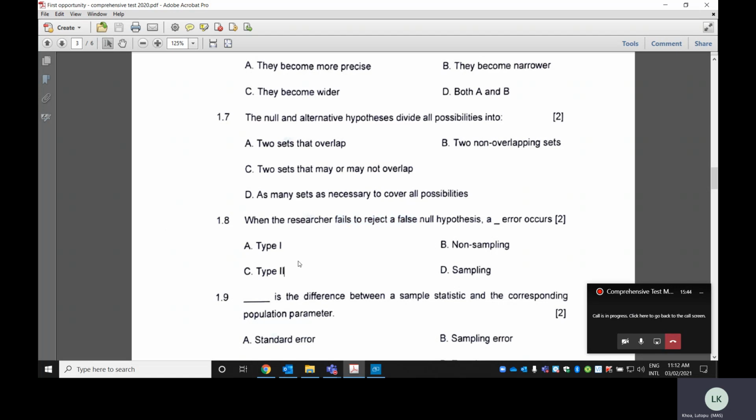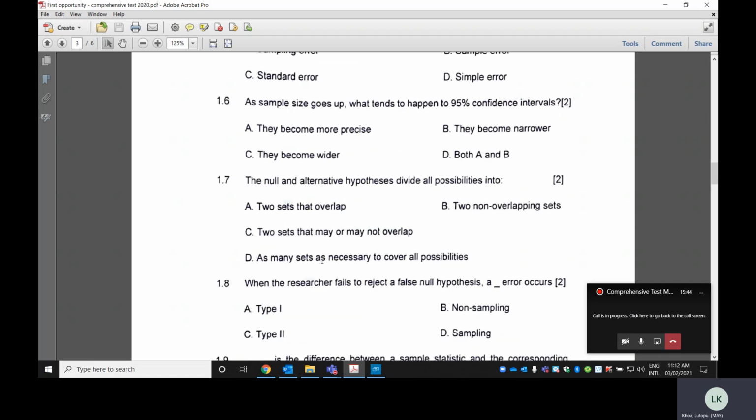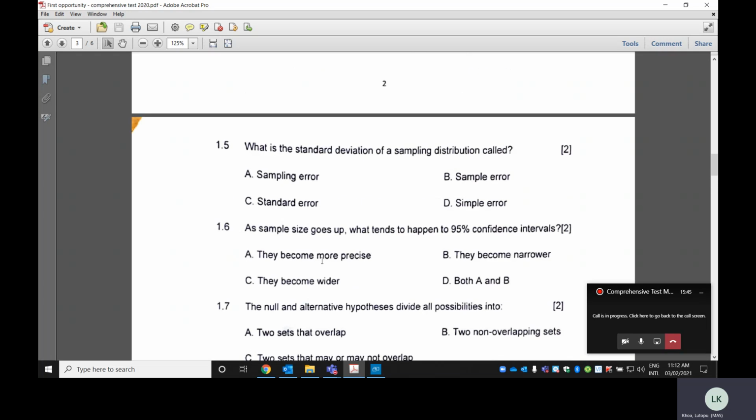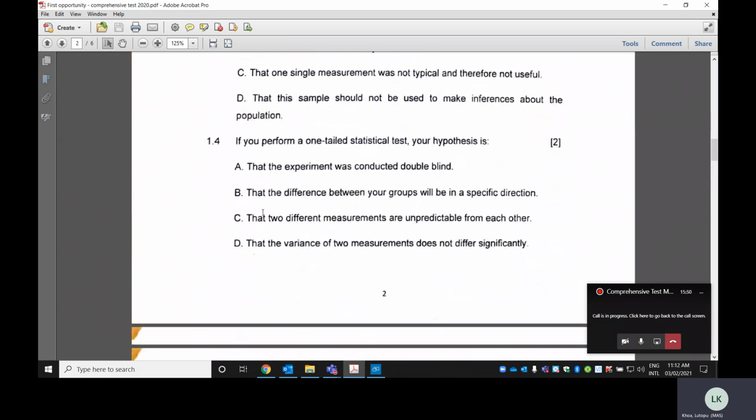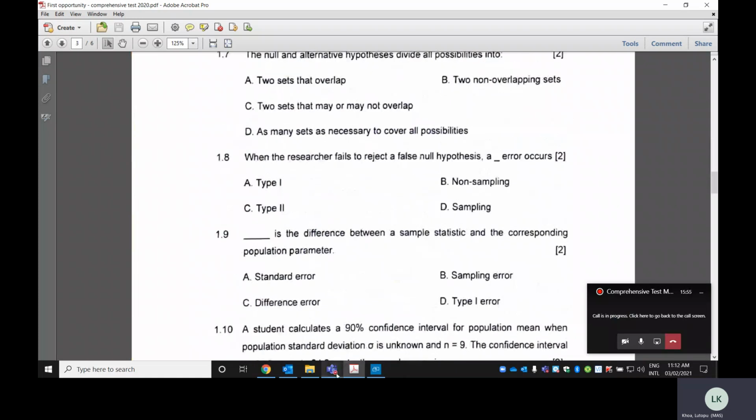So we are failing to reject a false null hypothesis, that is a type 2 error. So this is similar to which question? This one, 1.2. So 1.8, the answer is C.